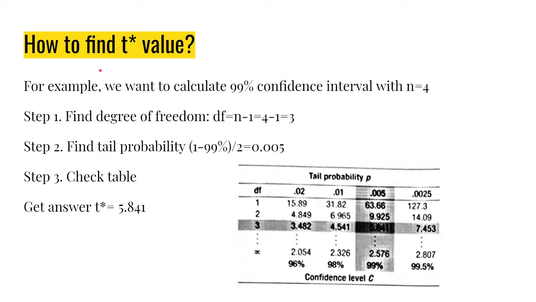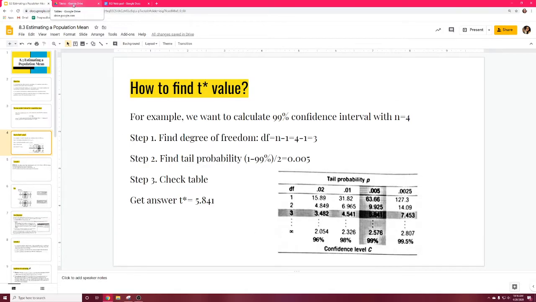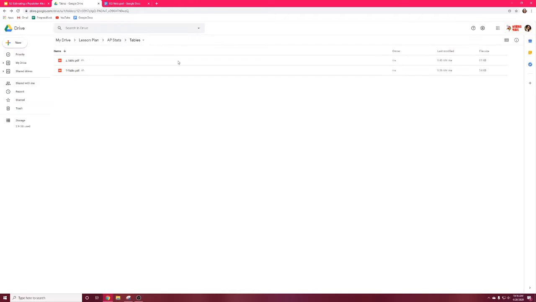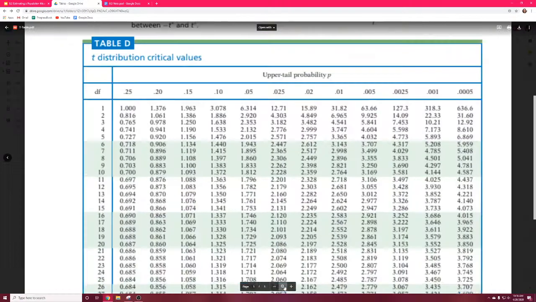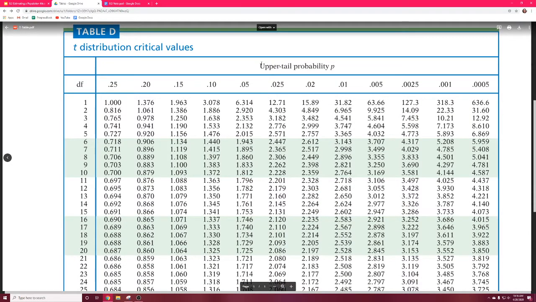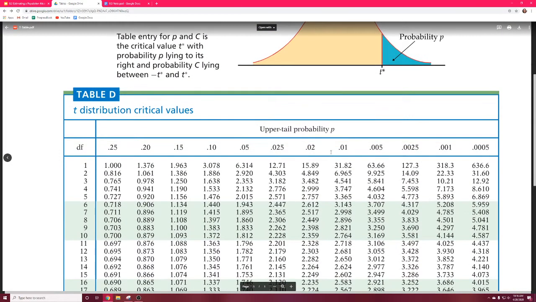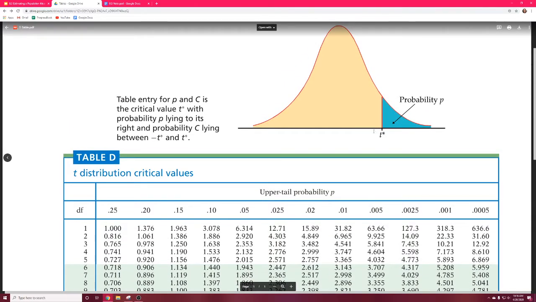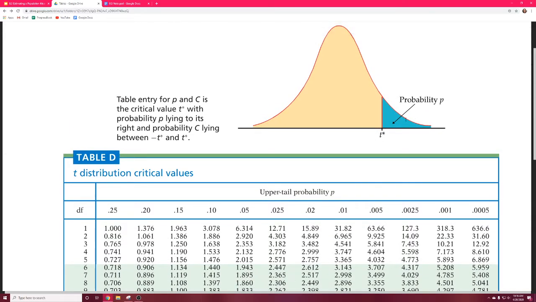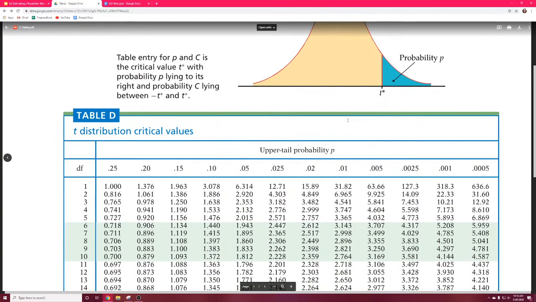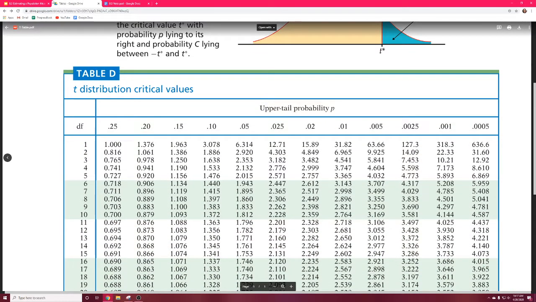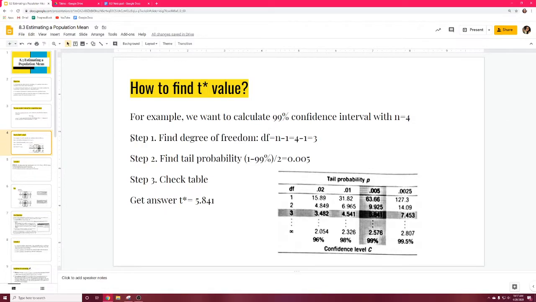As you can see from the t table, I will pull it up. It's also on your Google Classroom. Okay, the t table looks like this. All right, you need an upper tail probability p. Again, you can see your t is over here, and the probability we want to find is the one side of the p. It's the same thing as the z value, okay? And then we need a degree of freedom. So first of all, you need to find the degree of freedom.